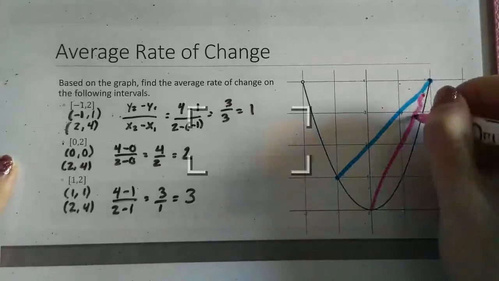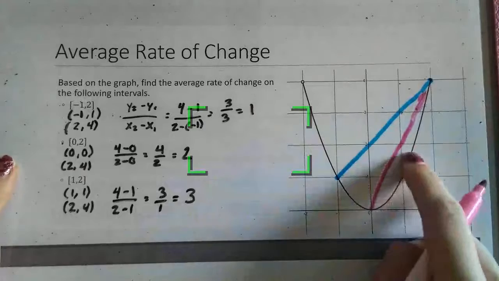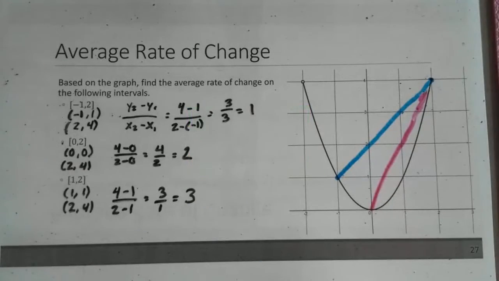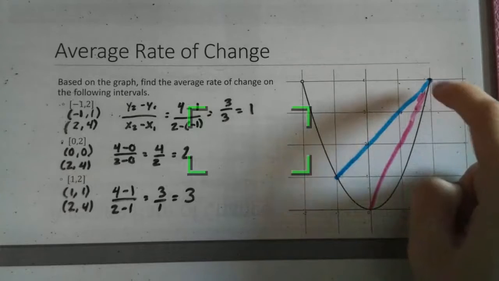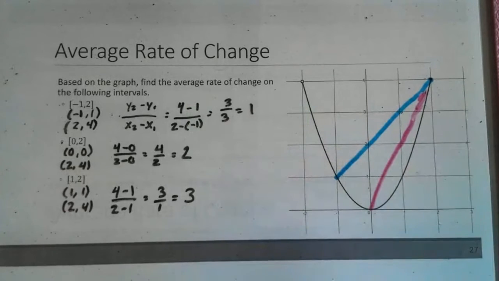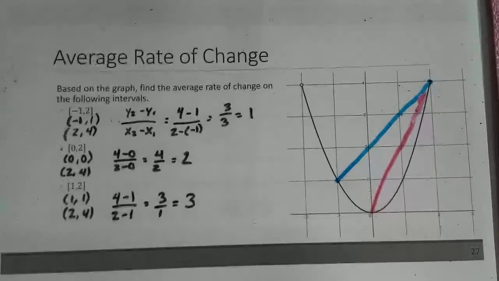If I were to go from an x value of 0 to an x value of 2, you see kind of the same thing. If I could draw a straight line, my average rate of change is 2. If I did the same thing from 1, I'd just be jumping from x equals 1 to x equals 2, and that would be a line with a slope of 3. So that's what it means graphically, but you've seen how it works algebraically as well.